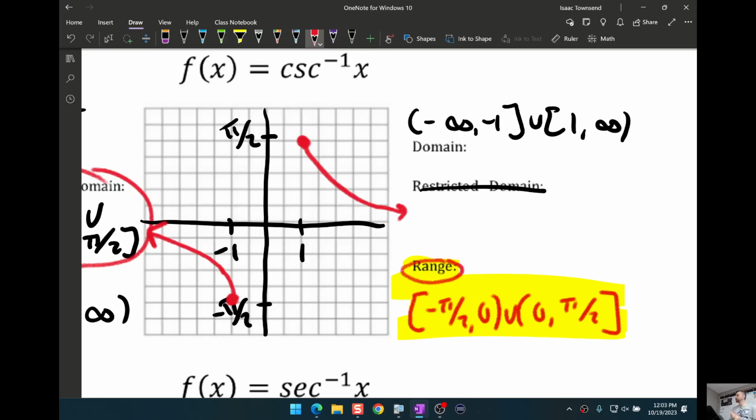Now, if you guys ever choose to do a college trig course, you probably would have to do that for them, but for us, this one's not as important.